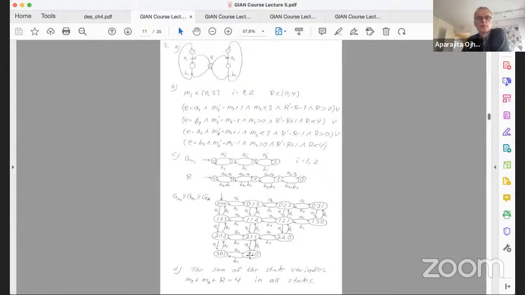And then the question, what kind of properties do we have for the combination of the variables M1 plus M2 plus R? The invariant condition is that the sum is equal to 4. Either you have 4 elements in the resource R, or they are distributed in the place M1 and in the place M2. But the sum of M1, M2, and R is always the same, namely 4.